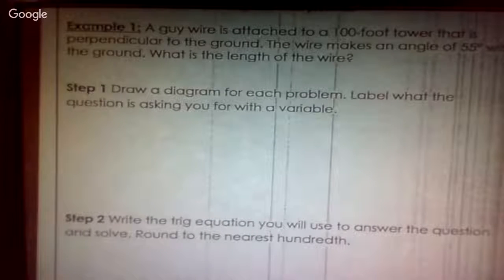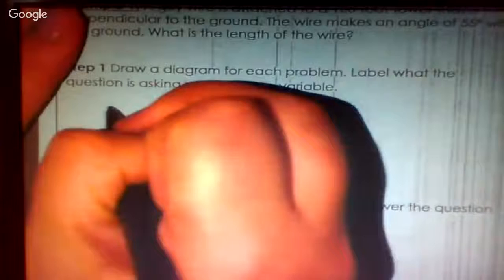I'm afraid to even draw this. Let's see. I need a tower. You're going to get a cylinder out of me, and you're going to like it. Oh, look, it's terrible. Here's my tower.